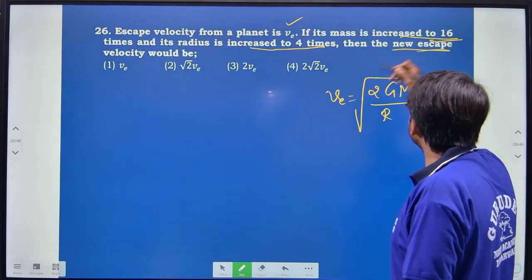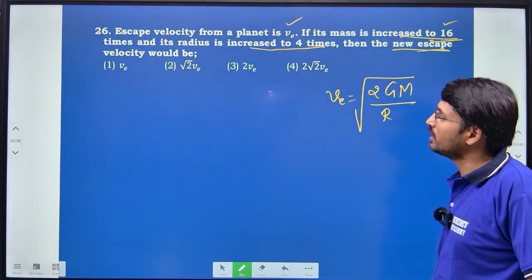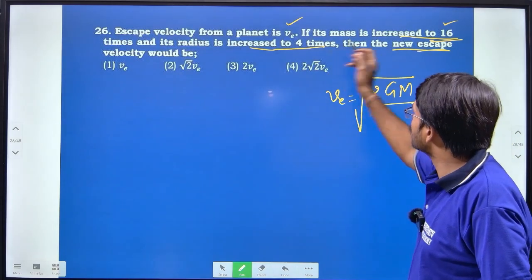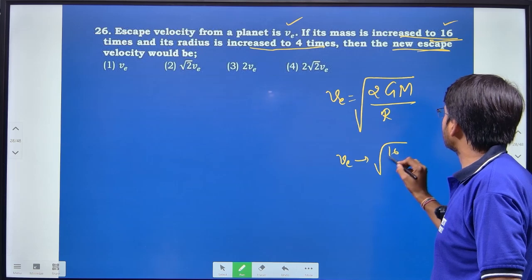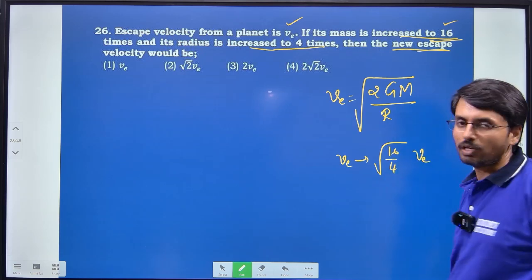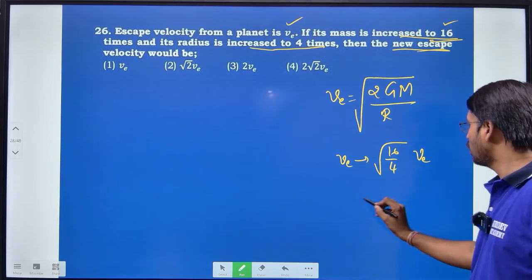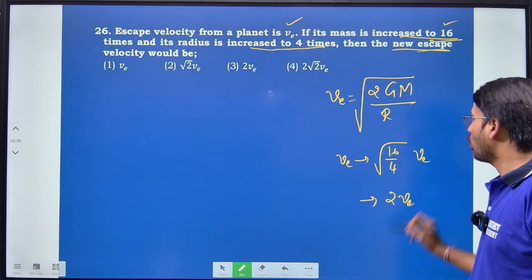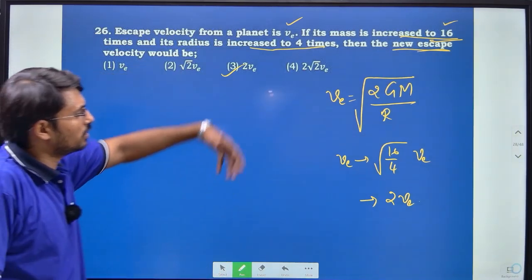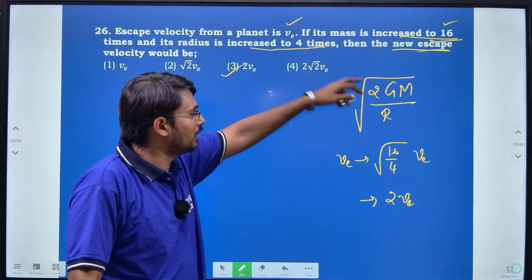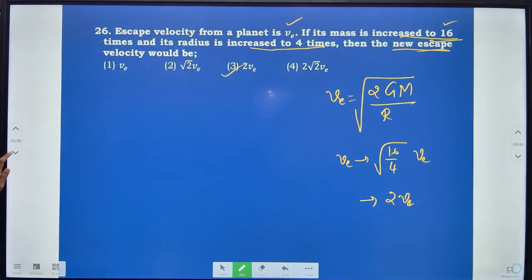Then the new escape velocity will be what? If M increases to 16 times and R increases to 4 times, then effectively ve changes to root of 16 divided by 4 times the previous one. What is 16 divided by 4? 16 by 4 is 4. So root of 4 is 2. Therefore velocity increases by 2 times. Correct. So we are just using this particular one, and the constant we are neglecting, only the ones which are undergoing a change. Based on that, we have given that particular answer.